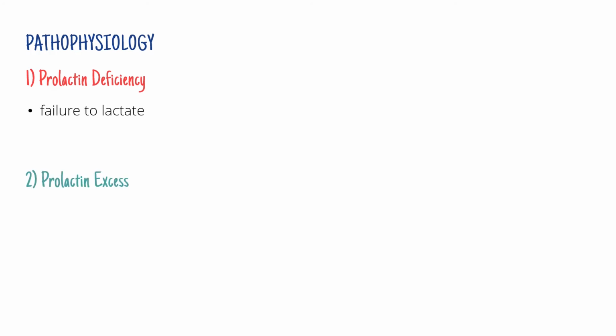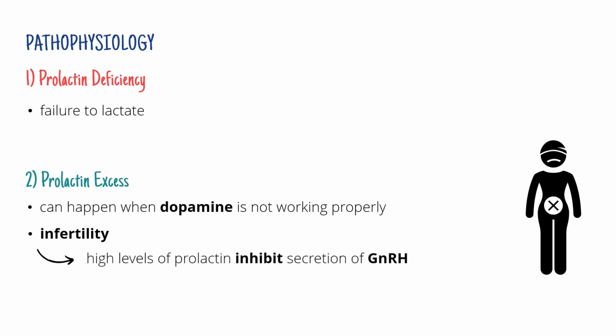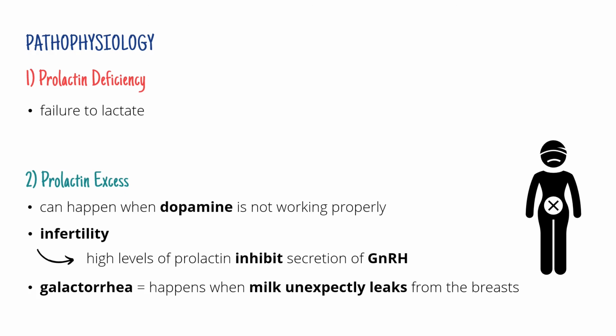If there's too little prolactin, then, as you can deduce, there's no lactation. If there's too much prolactin, which can happen when, for example, dopamine isn't working as it should and doesn't inhibit its secretion, it leads to infertility, because, as we said, high levels of prolactin inhibit secretion of gonadotropin-releasing hormone in the hypothalamus, which stimulates secretion of luteinizing and follicle-stimulating hormone. And if there's no luteinizing and follicle-stimulating hormone, then oocytes cannot develop properly. Another possible symptom is galactorrhea, which simply means that milk unexpectedly leaks from the breasts.